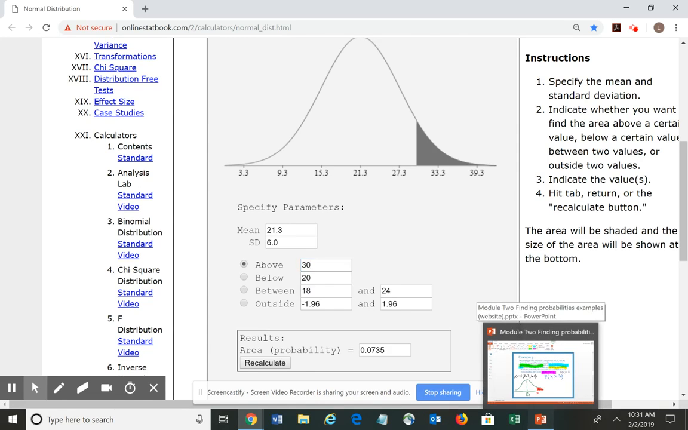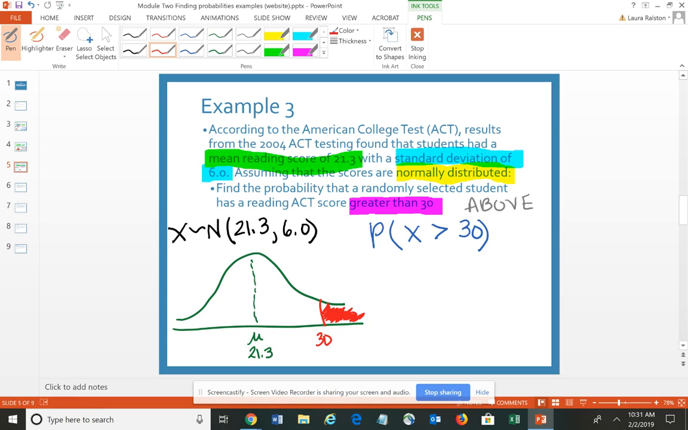Okay, so we go back and write down our answer. The probability that x is greater than 30 is 0.0735 in decimal form. And if you want to change that to a percentage, you multiply by 100. So it'll be 7.35% score above or greater than 30 on the reading portion of the ACT.